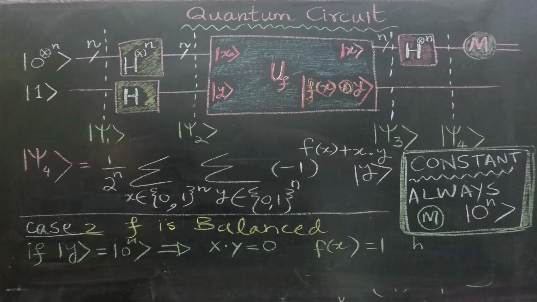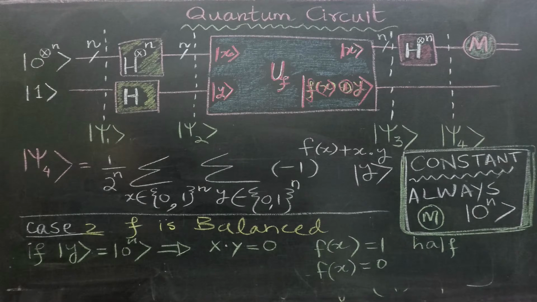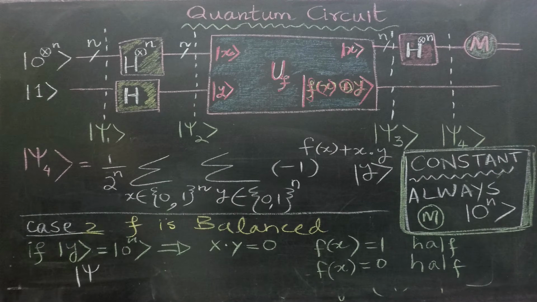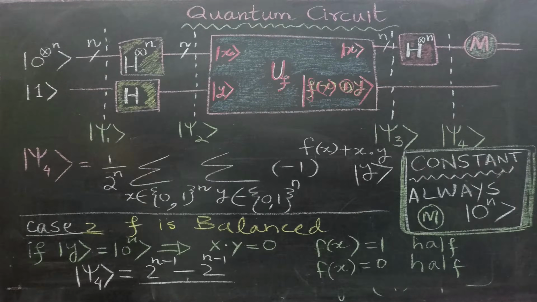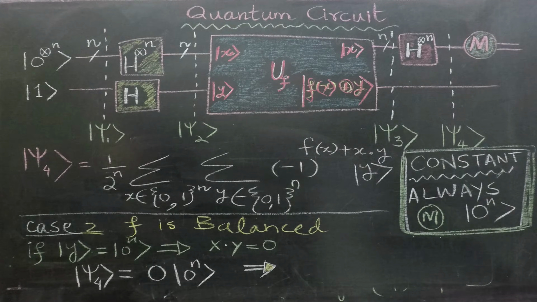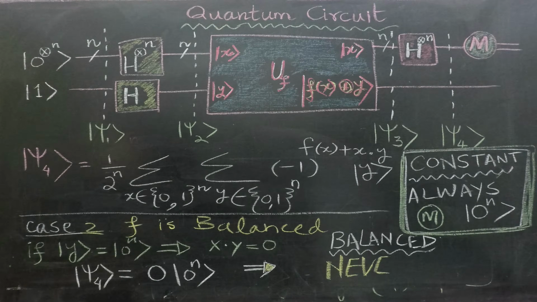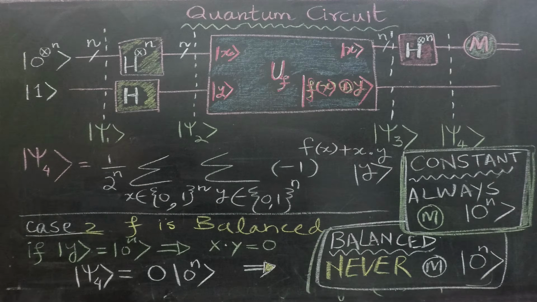When f is a balanced function, then half, that is 2 raised to power n minus 1, of its inputs will return minus 1, and the remaining half, 2 raised to power n minus 1, will give an output of plus 1. This means the summation will become equal to 0. The 0 amplitude when squared gives us a 0 probability of measuring y equals ket 0. In conclusion, when the function is balanced, we will never be able to measure ket 0. Hence, we have verified our claim once again.